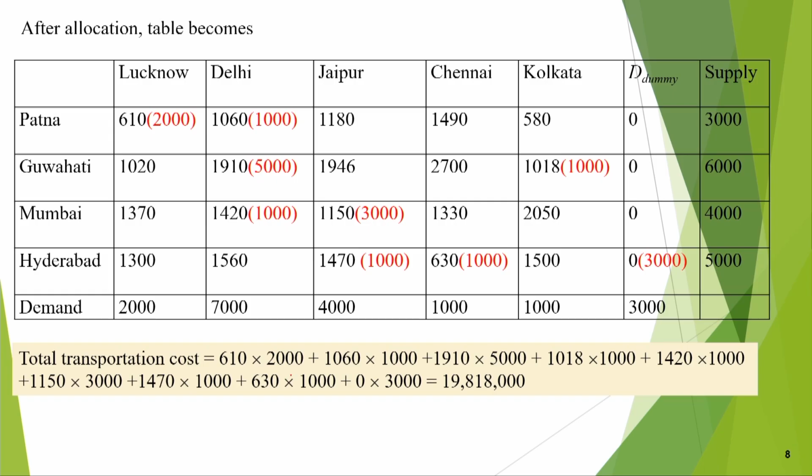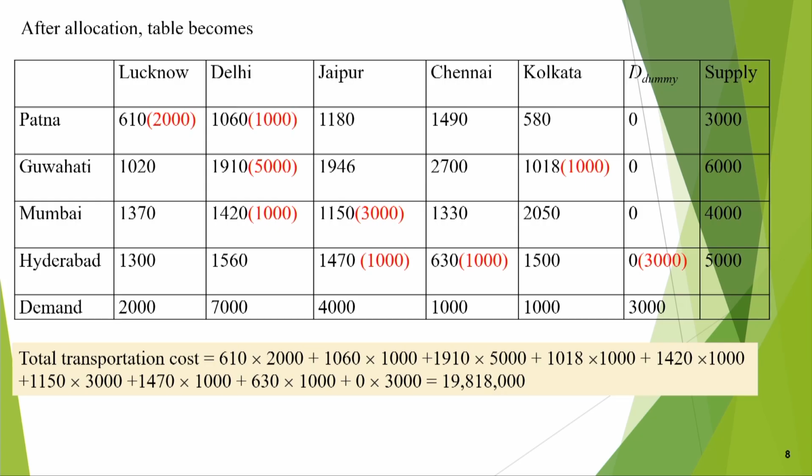Now total transportation cost here you can calculate, just multiply 610 into 2000, 1060 into 1000, 1910 into 5000, 1001 into 1000, 1420 into 1000. So total comes out to be 1,98,18,000. This much it has come. Okay, so this is how that total transportation cost got reduced.